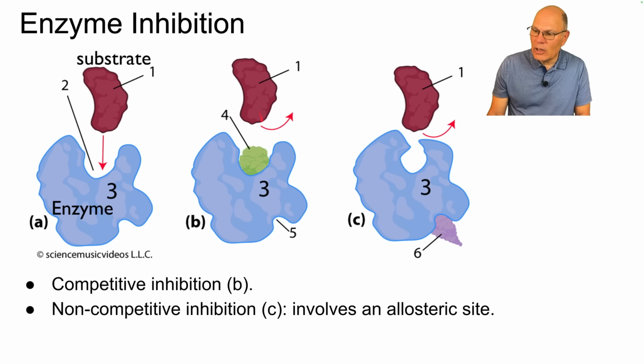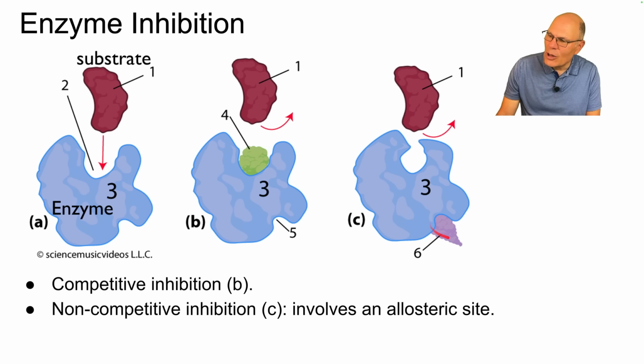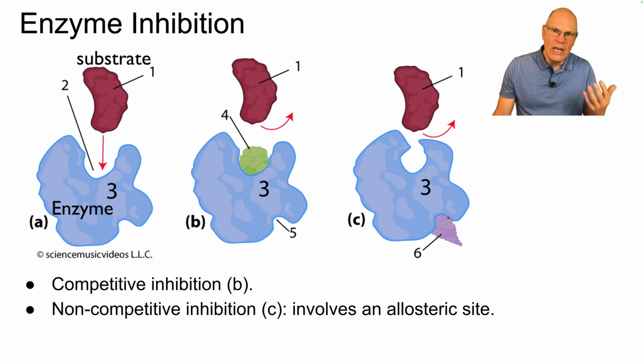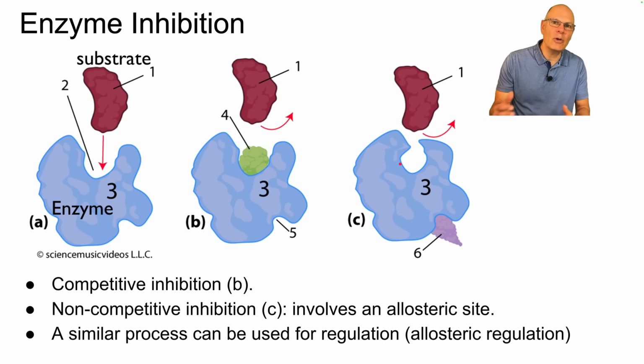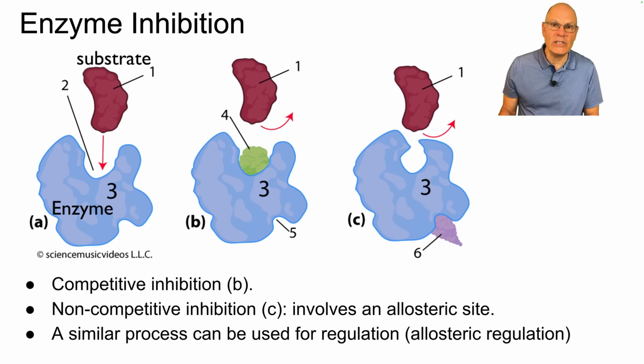In non-competitive inhibition, there's an allosteric site, a second site that another molecule binds with. It's not competing for the active site, but because of the way proteins are and because of the chains of amino acids and how those amino acids interact with one another, binding over here can change the active site over here. Similar processes can be used for regulation, and we'll see that there's a kind of regulation that's called allosteric regulation that can be used to modulate the activity of enzymes.